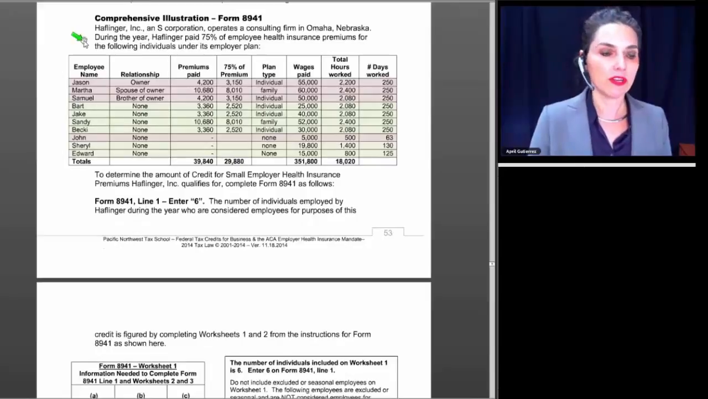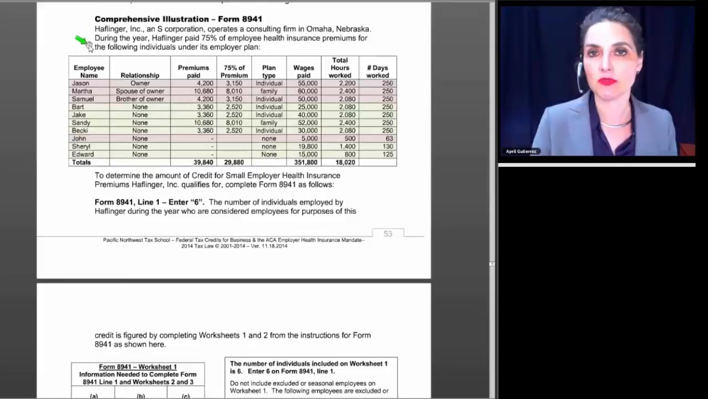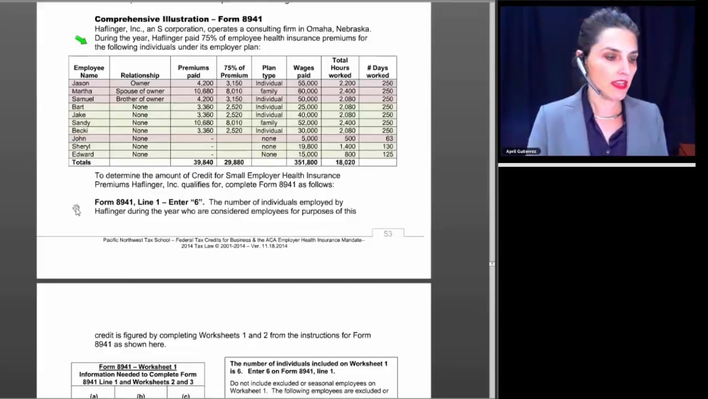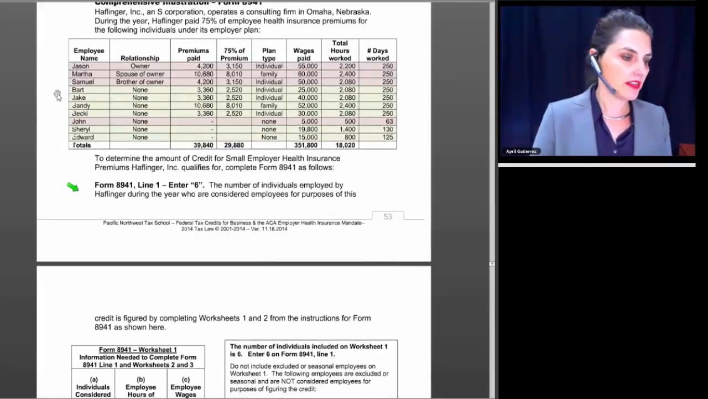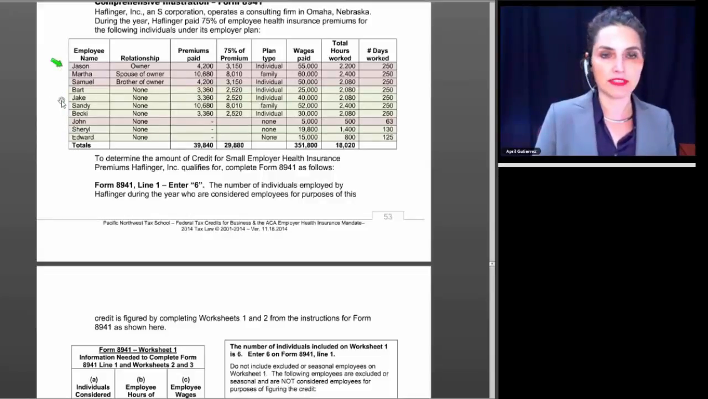During the year, Haflinger paid 75% of employee health insurance premiums for the following individuals under its employer plan. And you can see I've listed here 6 employees in a green color and then 4 employees in a pink color. The reason I've highlighted these employees in different colors is it basically tells you who is a qualifying employee for purposes of the FTE calculation and who is not.